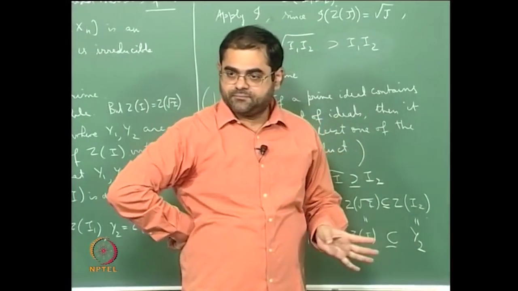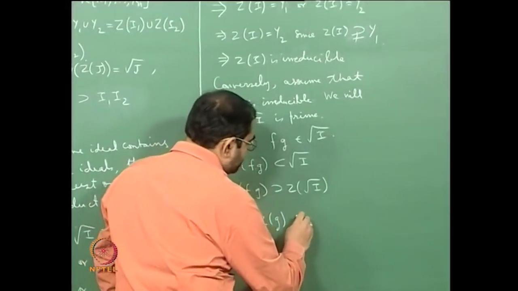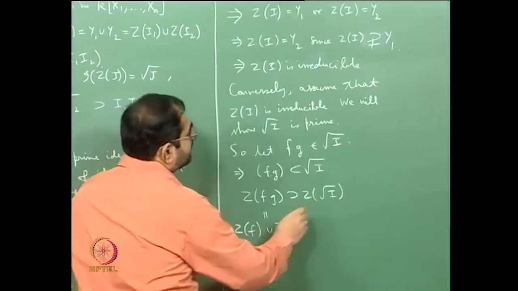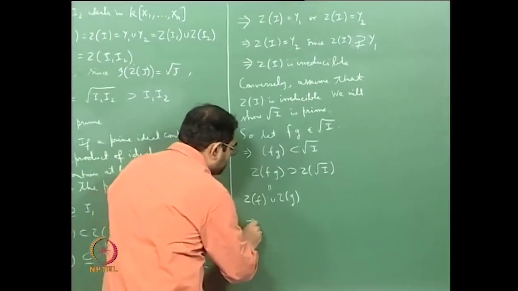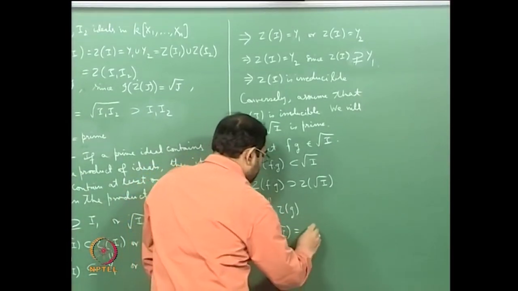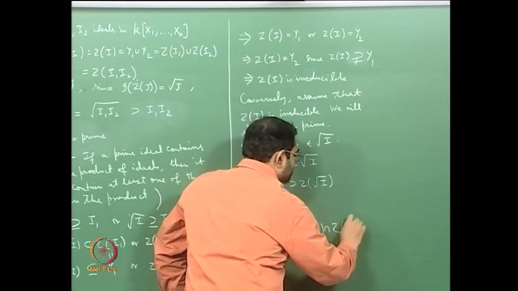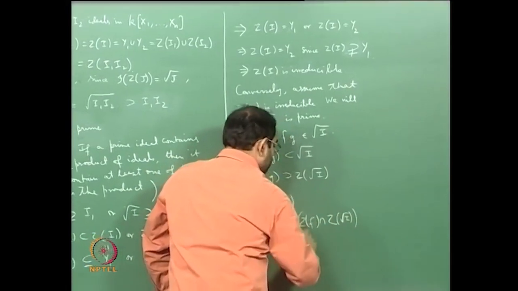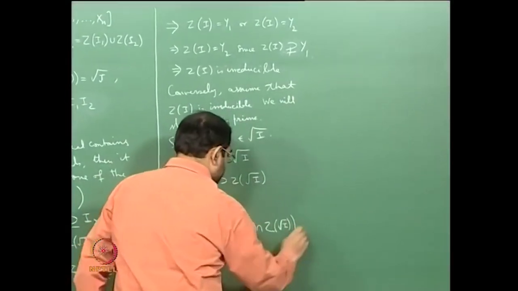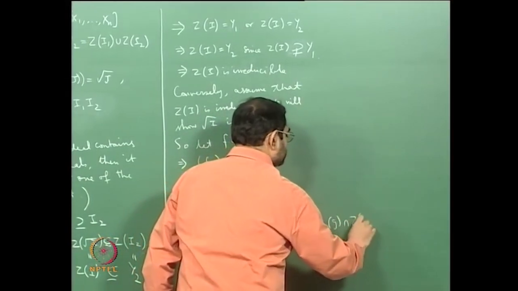They are all one and the same. Okay, so what this tells you is that Z of rad I has been written as Z of f intersection Z of rad I union Z of g intersection Z of rad I. Okay.